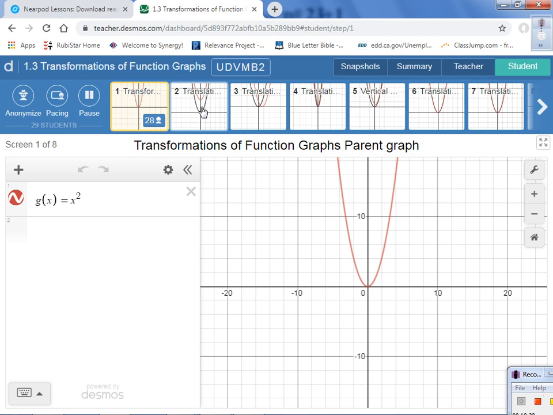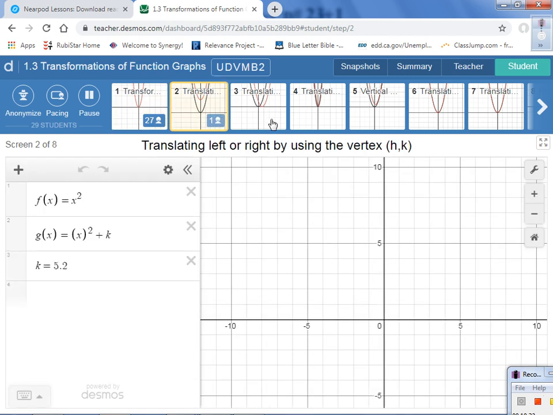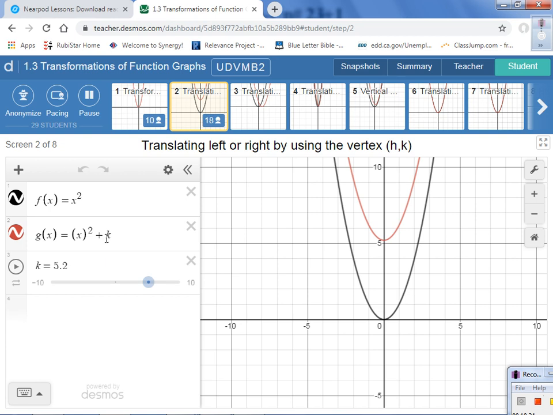Let's go to the second slide. Everybody go to the second slide. And that's when we introduced k. You guys remember that? All right? So, before we move on, what does k do to any function? Everyone, it goes what? Up or down. That is correct. And if you want to see it, just press play on the little button there, and you'll see it go up and down. There it is. That is correct.